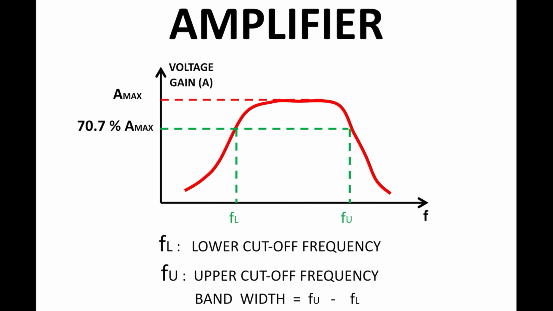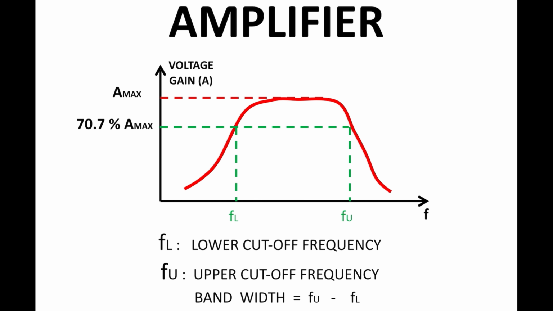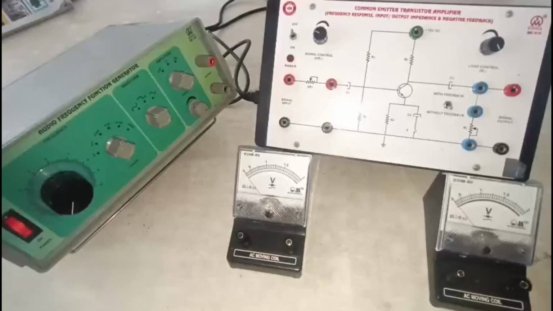the range of input signal frequency within which gain of amplifier remains greater than or equal to 70.7% of the maximum gain is called bandwidth of the amplifier. FL and FU are the lower and upper cutoff frequency values at which gain of amplifier is equal to 70.7% of its maximum gain. Bandwidth of amplifier is equal to the difference of the two cutoff frequencies. Larger the bandwidth, better is the amplifier.